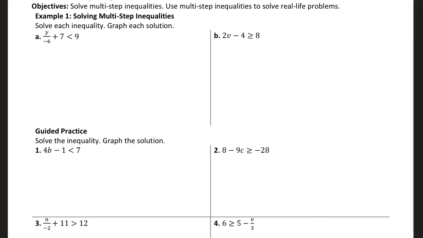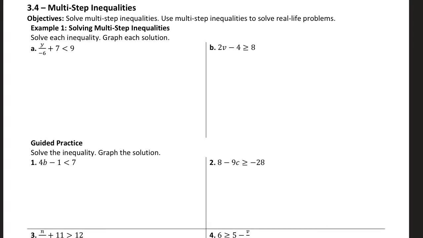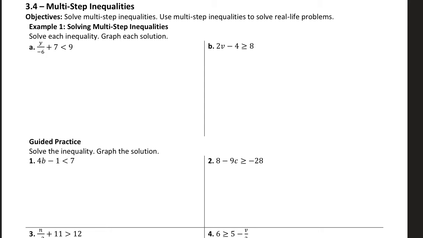Okay, so we are at Unit 3, Lesson 4. In this lesson, we are solving multi-step inequalities. These have the same steps as solving multi-step equations, but we've got to be careful of the signs. So in Part A, to solve this inequality, it's y over negative 6 plus 7 is less than 9.